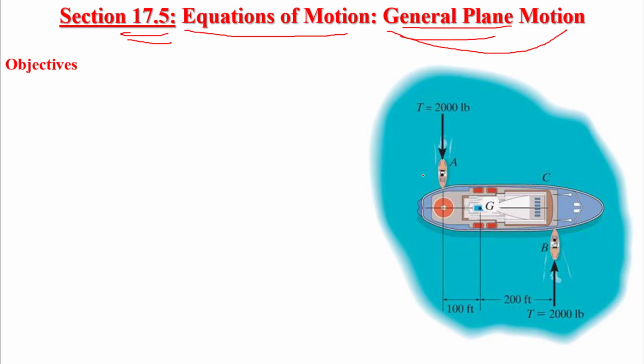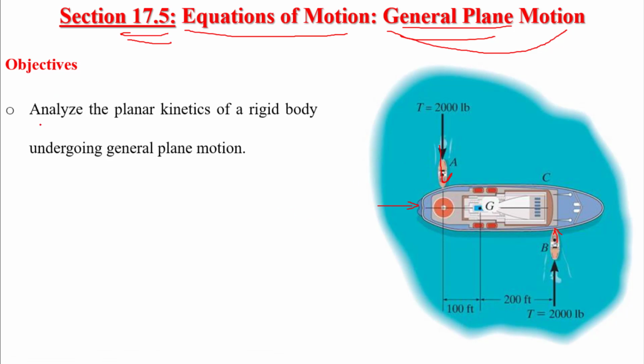Okay, general plane motion. So here in this figure, you can notice that this boat is moving in this direction. But at the same time, we have other small boats, and we have two boats here. We have a force acting in this direction, and we have another force acting in this direction. So as long as this one moves, it will rotate because of the forces from these two points. So it rotates and it translates. This is general plane motion.